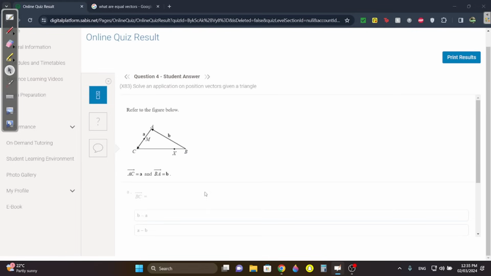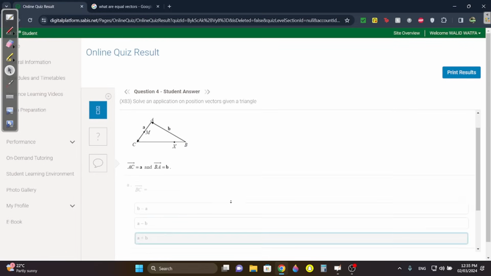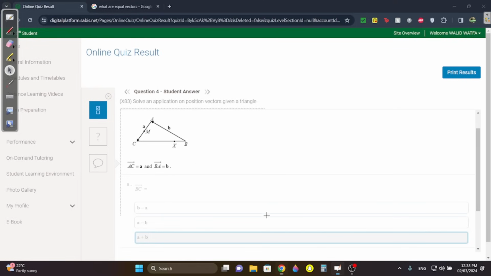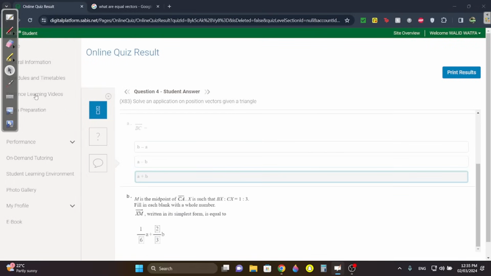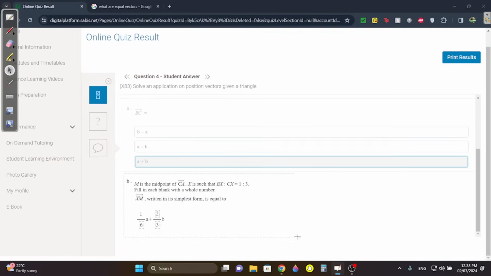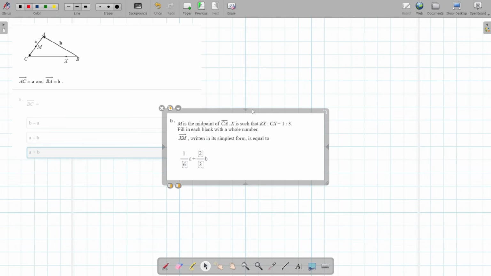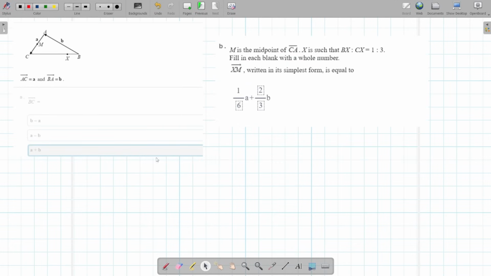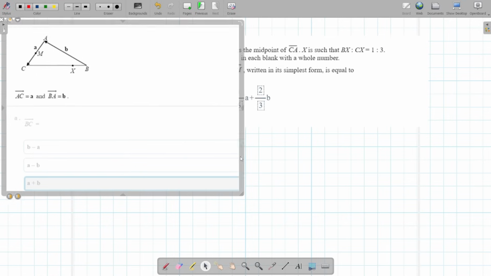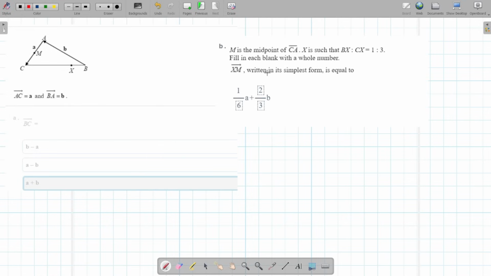This part's annoying. Let me take this, cut it out. They want XM. Let me make this bigger also. They want XM, yeah? They're saying BX to CX is 1 over 3.